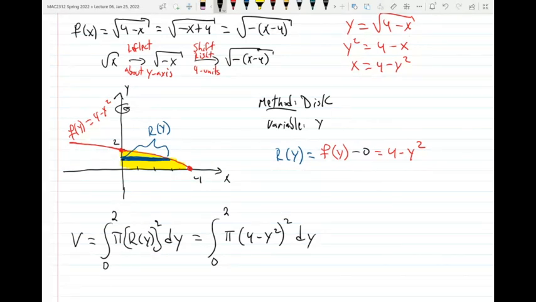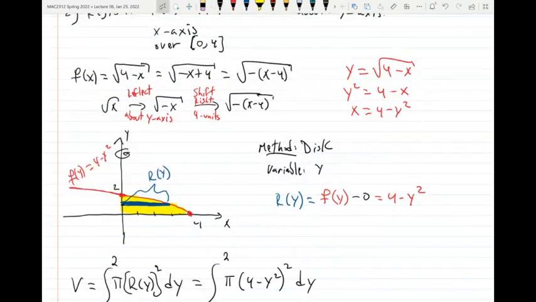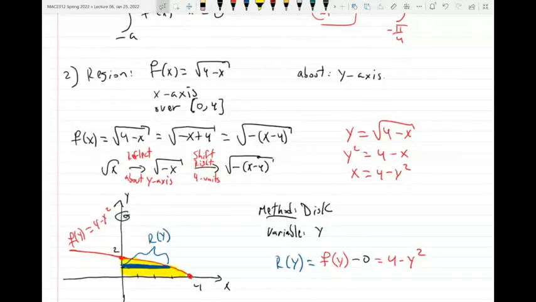Questions? Yeah, how did you get the y-intercept? How do you find the y-intercept of a function? You make x equals 0, right? Remember, this is a point on the y-axis, so every point on the y-axis has x equals 0. You put x equals 0 here, and you get square root of 4, which is 2.